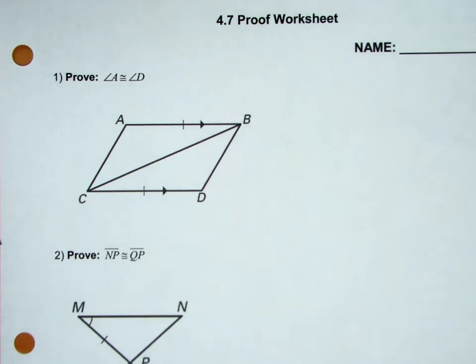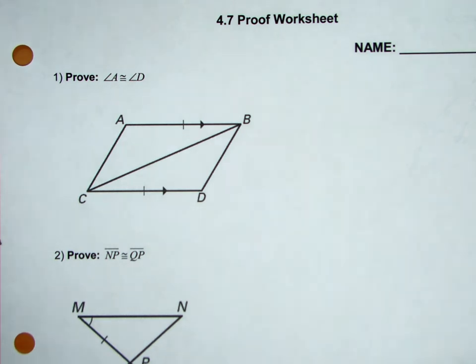So here's a video to help you with a few of the proofs in 4.7. Just a reminder, I'm not doing all these proofs. The front ones are actually really nice. You pretty much are working with a single one or two missing steps.